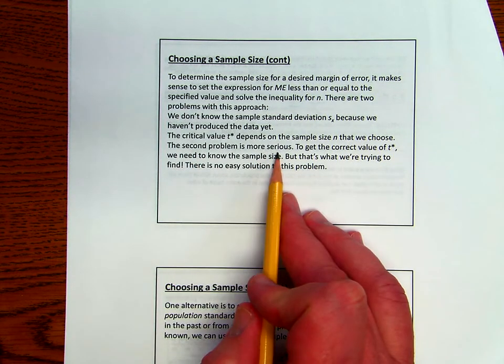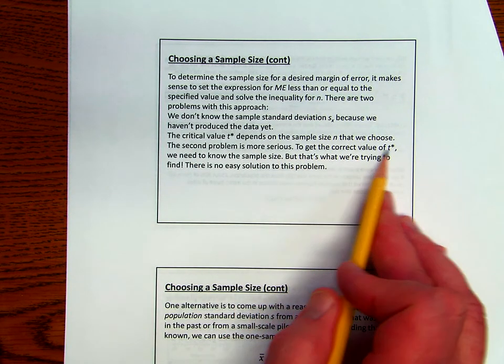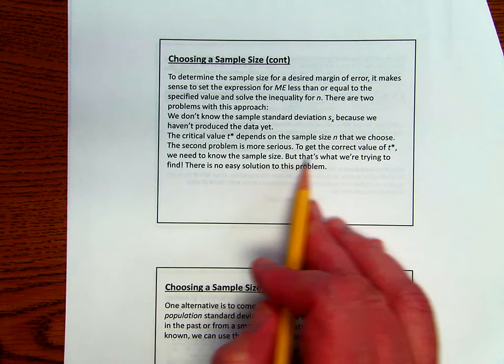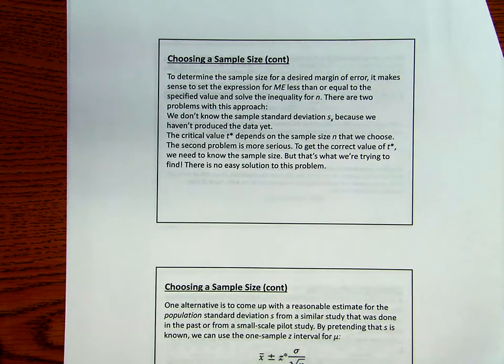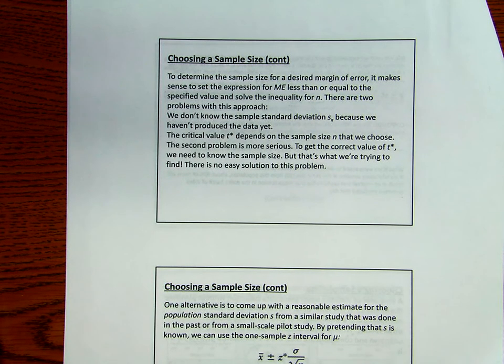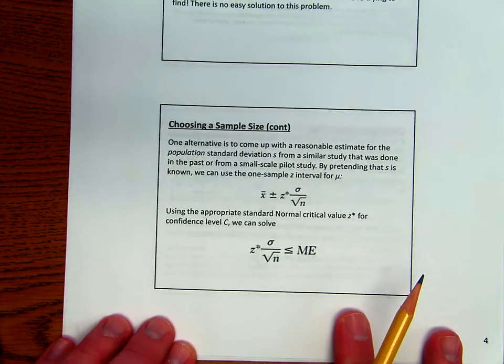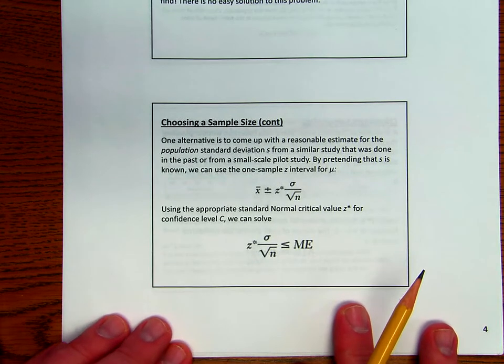The second problem is more serious. To get the correct value of t star, we need to know sample size. But that's what we're trying to find. There is no easy solution to this problem. So this is what we do.